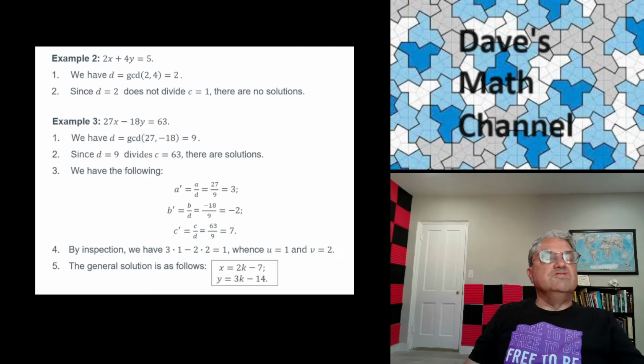Let's just do a sanity check here. k equals 0 is obviously an easy case to check. So x is minus 7 and y is minus 14. Let's see if that works. Let's do the simplified equation. 3 times minus 7 is minus 21, and minus 2 times minus 14 is plus 28. That is indeed equal to 7. Minus 21 plus 28 is 7, so this works. And you can check that it works for other values of k as well.